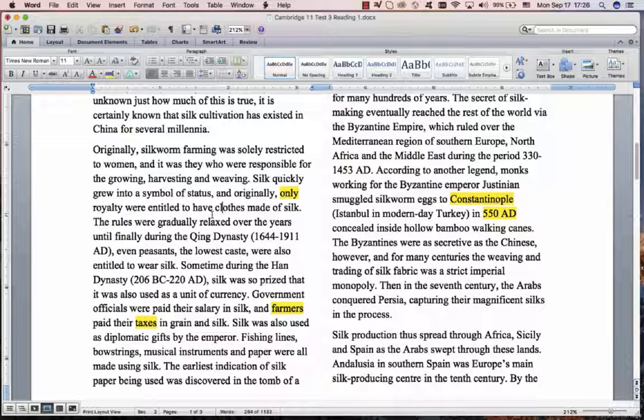So we needed to go back. Can you see the synonym for only? A lot depended on this. And that's it over there. Solely means only. It's a very good word. Sole means the only one. Solely means only. So the farming, there's our produce. They were responsible for growing, harvest, and weaving. That's all produce. Who? The women were responsible for that.